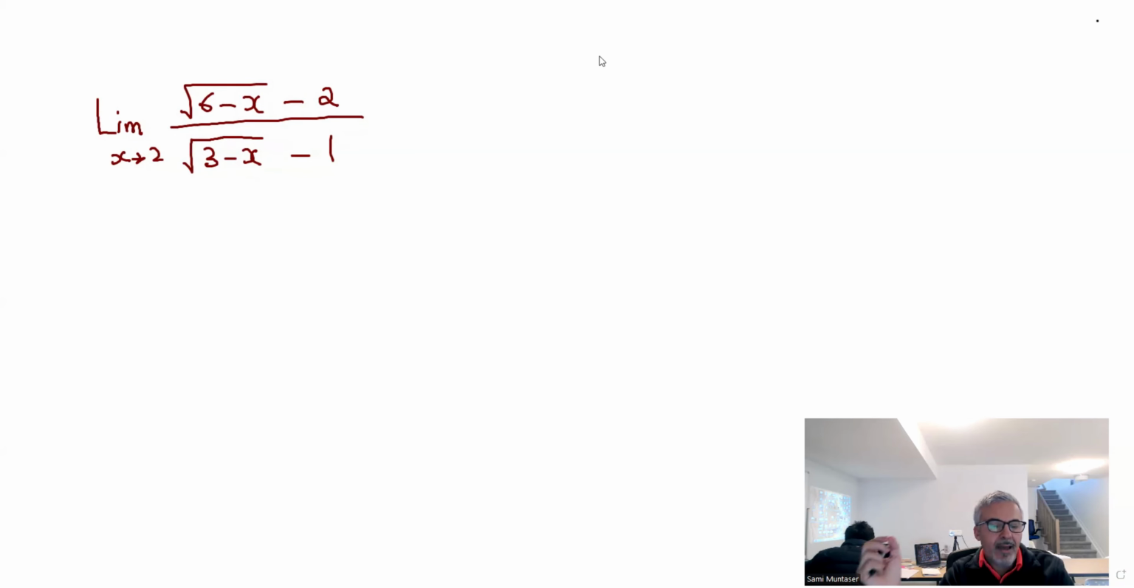Today we are tackling a very tricky calculus problem. If you have ever been stuck on a limit with square roots, you are in the right place. Let's get started.